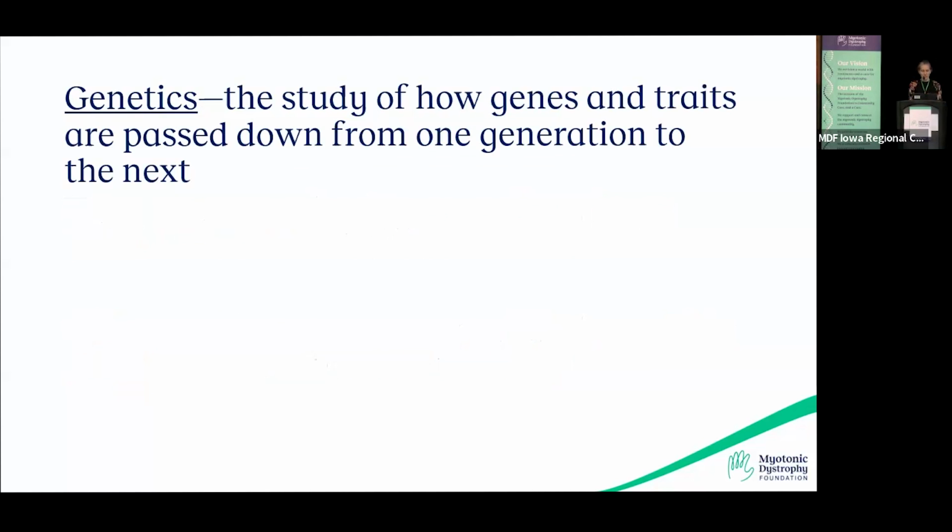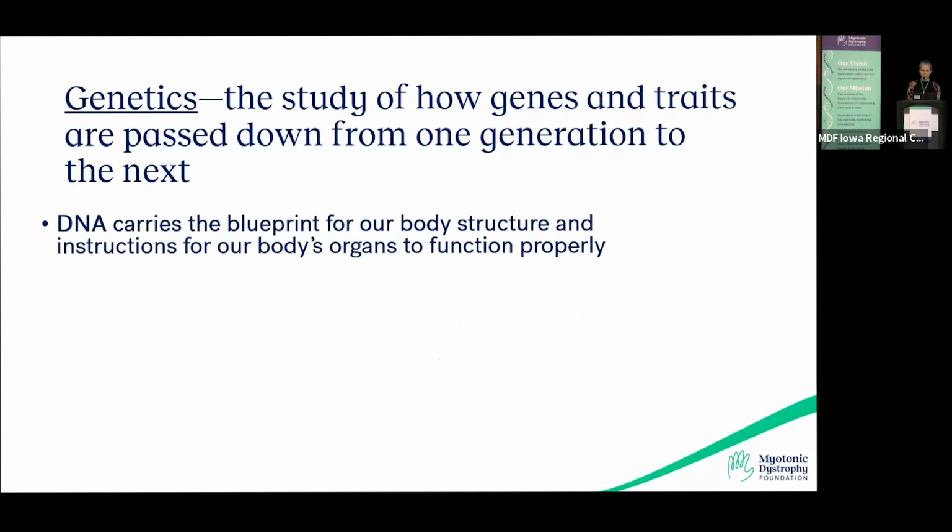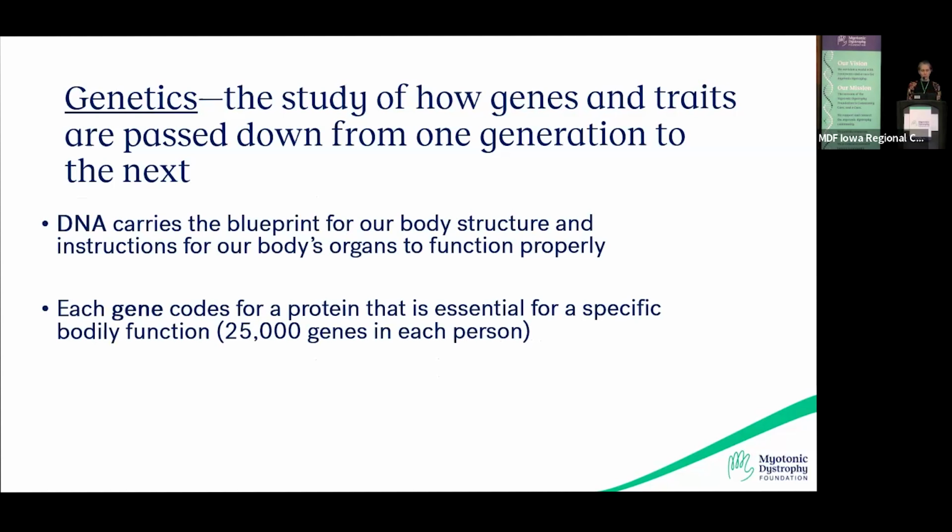So how does someone get DM1? To answer this, we need to turn to genetics, which is the study of how genes and traits are passed down from one generation to the next. DNA carries the blueprint for our body structure and gives instructions for our body's organs to function properly and maintain. Each gene codes for a protein that is essential for a specific bodily function. Within each of us, we have 25,000 genes.